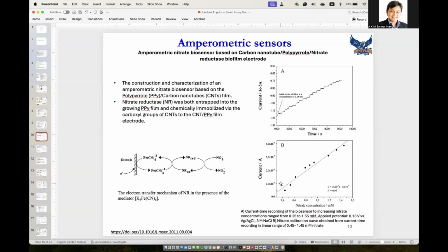The nitrate calibration curve obtained from current-time recording is in a linear range starting from 0.45 millimole of nitrate to 1.45 millimole of nitrate. So that is the detection range of this sensor. It can detect between 0.45 and 1.45 millimole of nitrate.